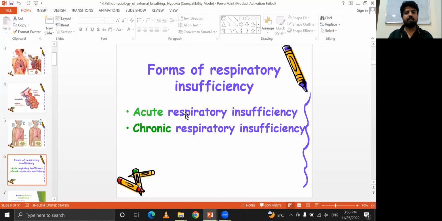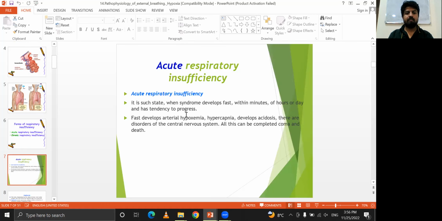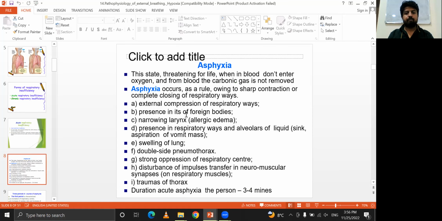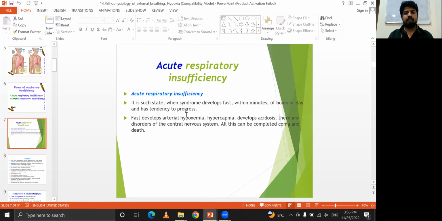The forms of respiratory insufficiency are acute and chronic. Acute respiratory insufficiency is a state where the syndrome develops fast, within minutes, hours or a day, or has a tendency to progress. It involves arterial hypoxemia, hypercapnia, and the development of acidosis. There are CNS disorders. All these are completed by coma and death.